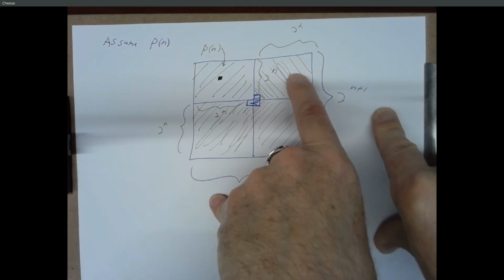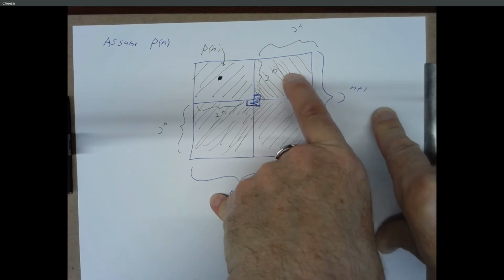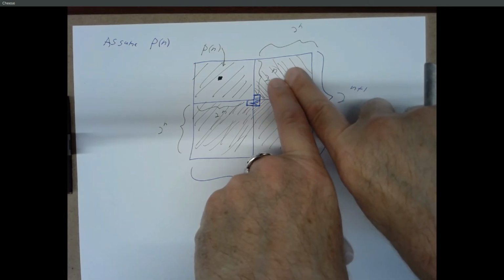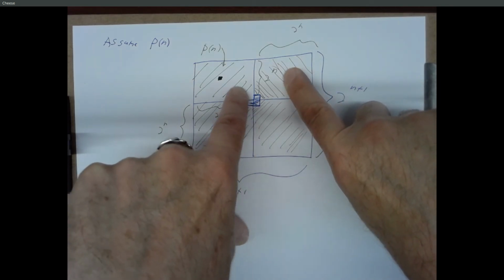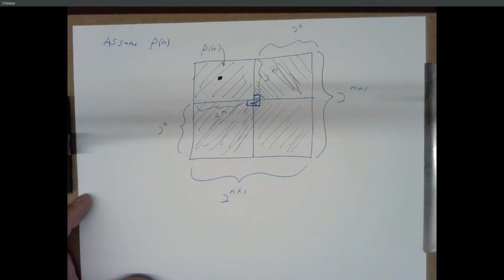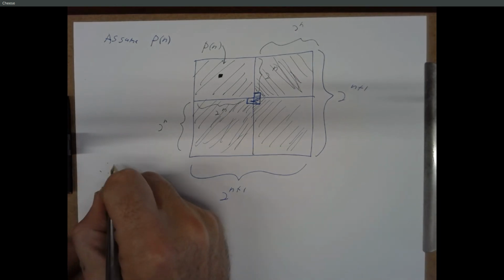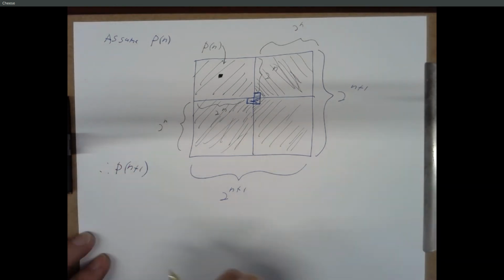But if the tile's missing from this quadrant, we haven't shown anything yet. But we can repeat what we just did, but cover this with P of n, take out a little L-shaped piece here, and then cover that. And so you've got 4 cases you have to show, but after you've done each of those 4 cases, you've proven that in all possible situations you can tile 2^(n+1) by 2^(n+1). Therefore, you've shown P of n+1 is true.